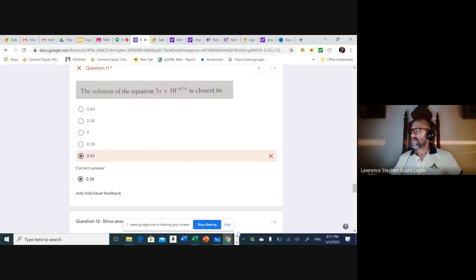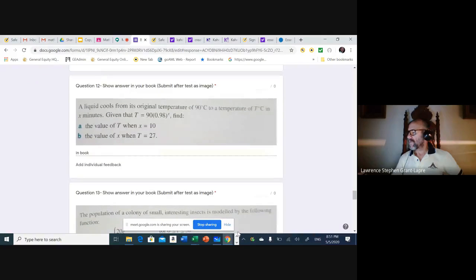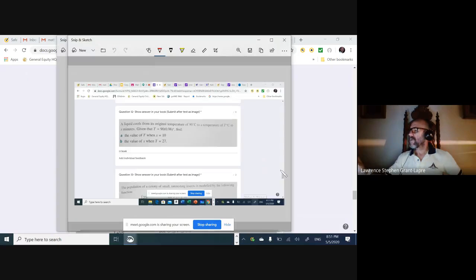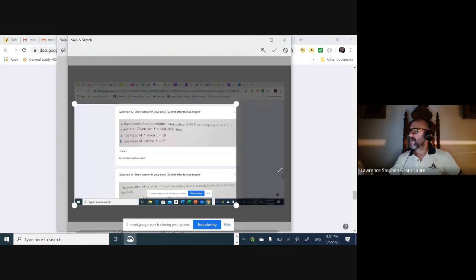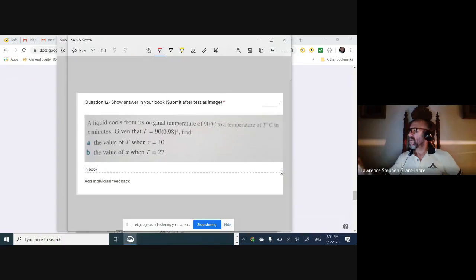Let's go to question 12. We want the value of t when x is 10. You have to put 10 in here. And so that's just a matter of calculating 90 times 0.98 to the power of 10. So let's see if I've saved myself. I've done this calculation before, if I can find it.